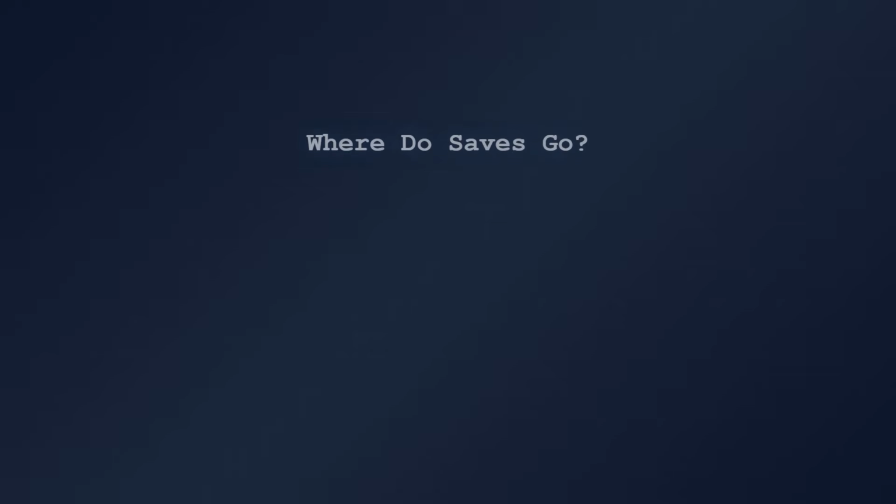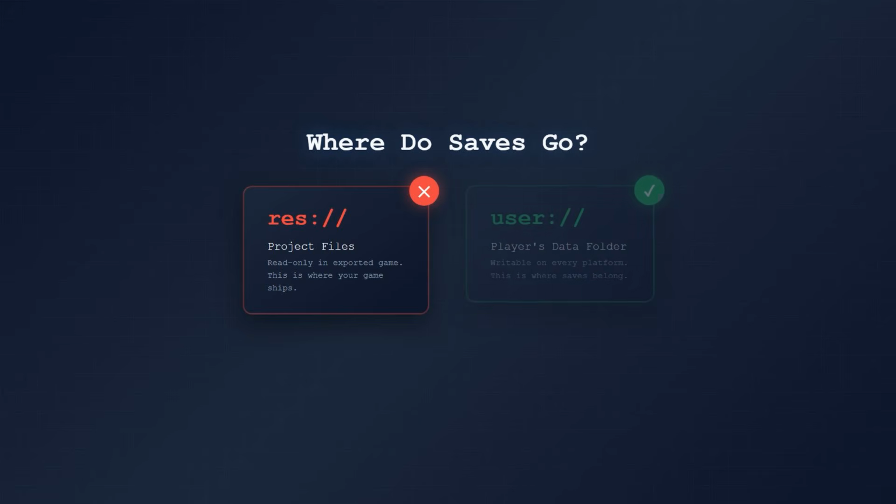A quick but important rule here though, do not save to res in an exported game specifically. Res is basically read-only. It's where your game ships. Now we can save here if we want to test things locally or see it locally, but it's important that we save to user. User is the player's data folder. That's where saves belong. And that one choice eliminates like 80% of beginners' saving problems.